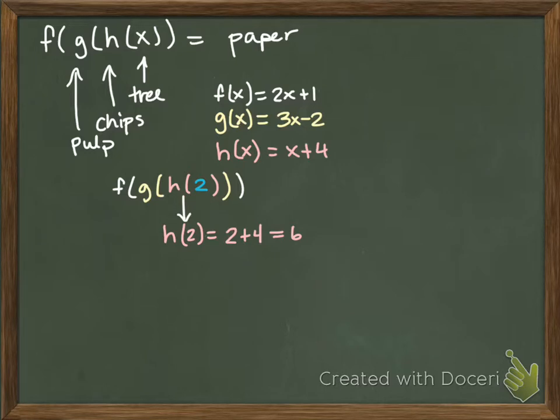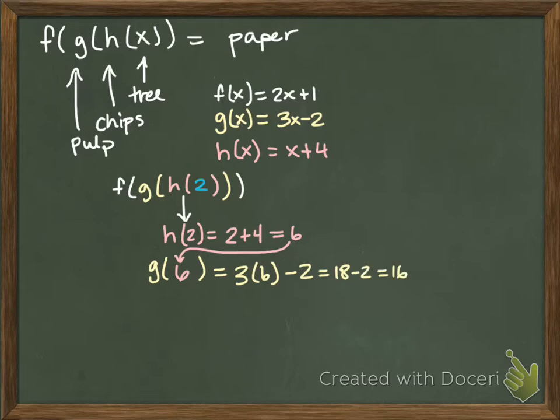So this 6 is what gets plugged into our g. So our g function now, we're looking at our next level out. So we have g of something. Well, that something is the output from the one inside. So this 6 gets plugged in instead of an x. Our g of x function was 3x minus 2, so we're going to have 3 times our x, which is 6, minus 2. Well, 3 times 6 is 18, and then 18 minus 2 is 16. So our 16 is now the x value for our f.